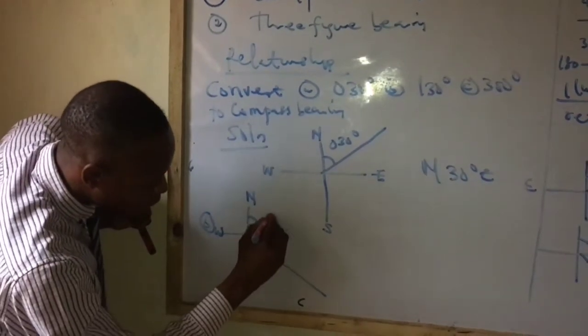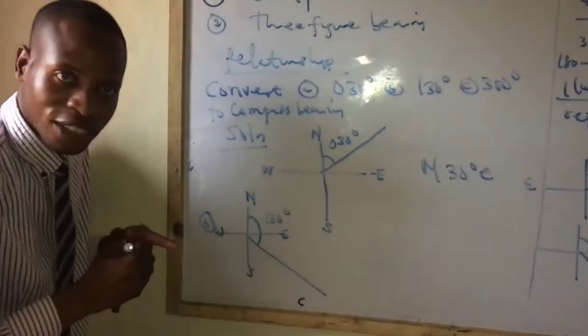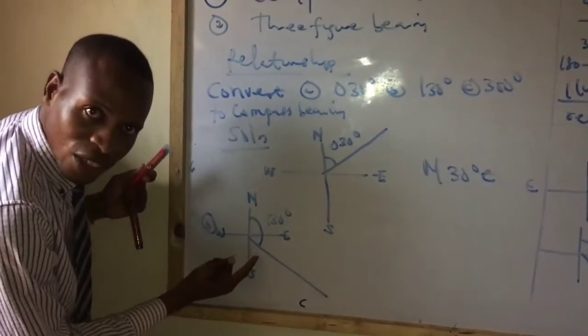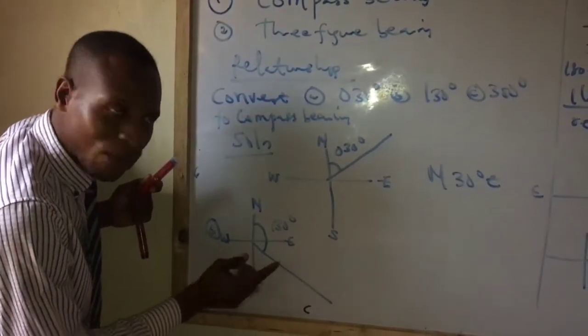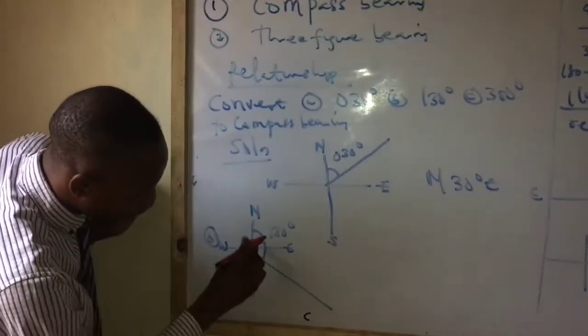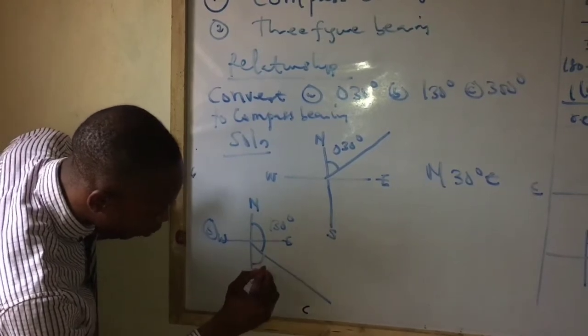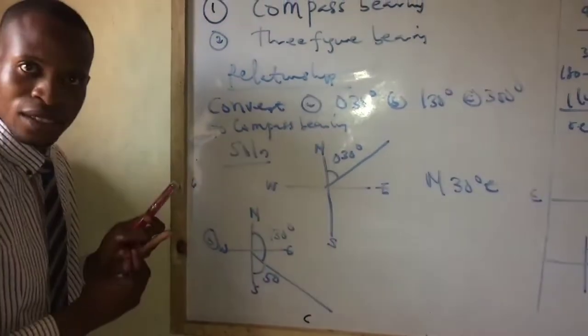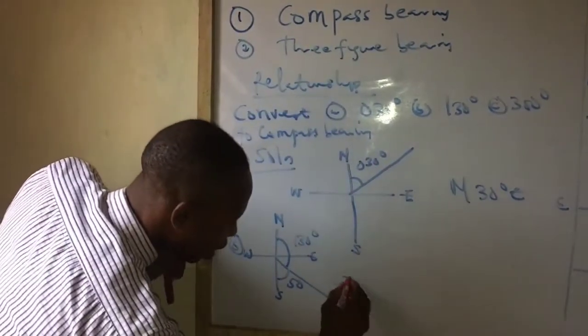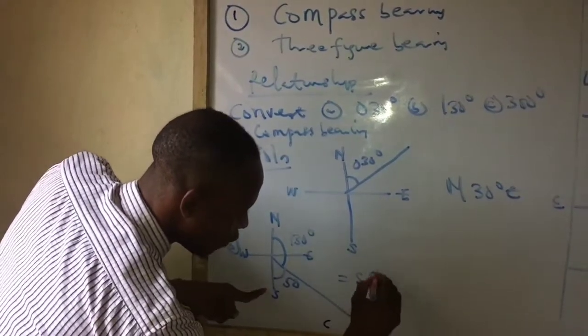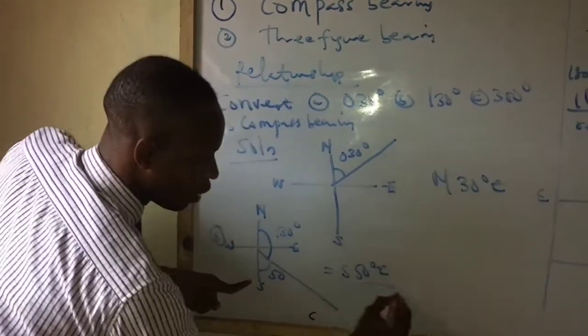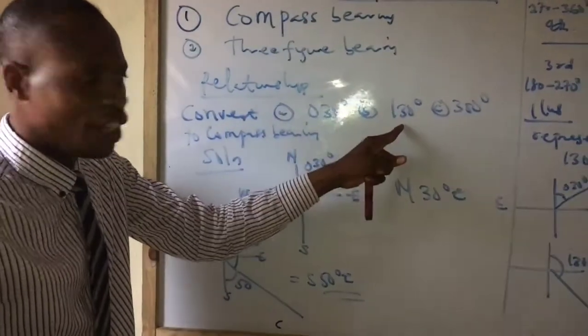That means you need to calculate, if this is 130, you understand? That means you need to calculate the angle here. So we can represent that angle as what? As our compass bearing. So from here to here is 180. So if this is 130, that means the remaining part here is going to be what? 50. Right? So therefore we now have our answer as what? South 50 degrees east.